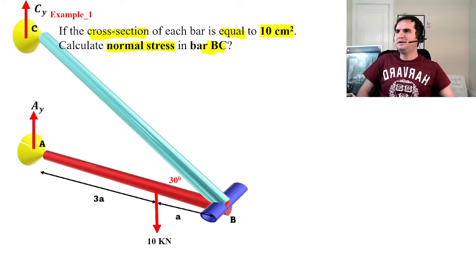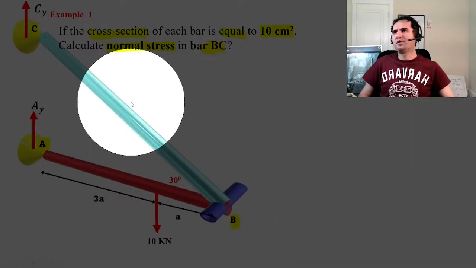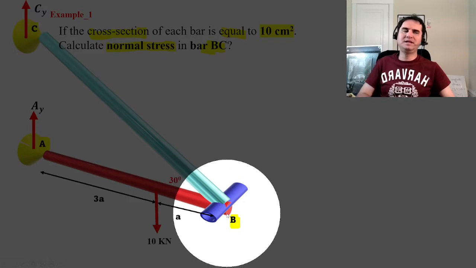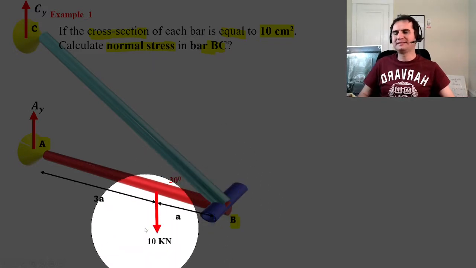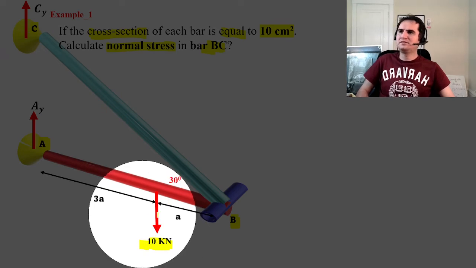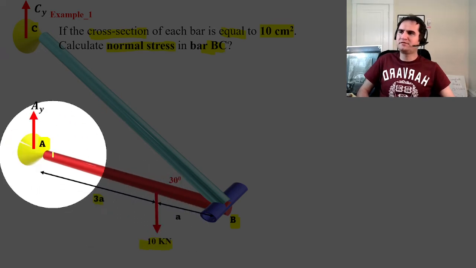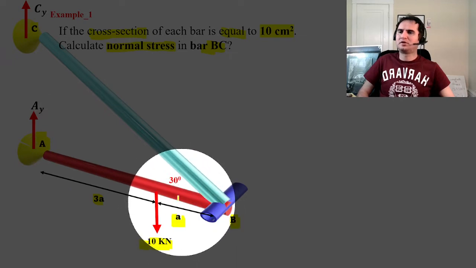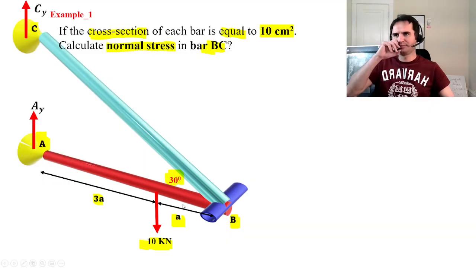So that's A, B, C. So bar AB and bar BC, these two bars are connected with a pin at B to each other, and a 10 kilonewton force is applied somewhere at a distance of 3A from A and 1A from B. The angle between those two bars is 30 degrees.